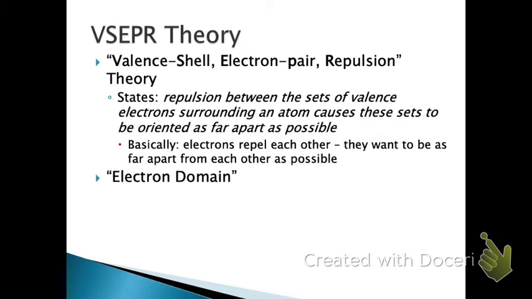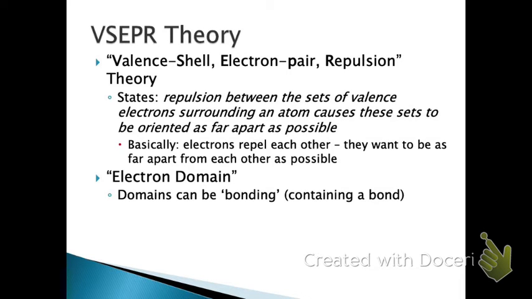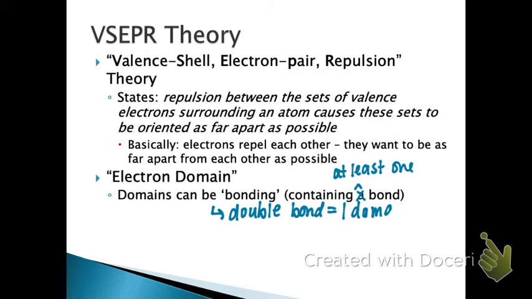Now we're going to talk about what an electron domain is. We said the things surrounding an atom, but I'm going to go a little bit more specific. Domains can be considered either bonding domains or non-bonding domains. A bonding domain contains at least 1 bond. That means that a double bond is still only considered 1 domain. That would be the same for a triple bond as well. A triple bond is still a single domain because it's taking us to 1 thing.